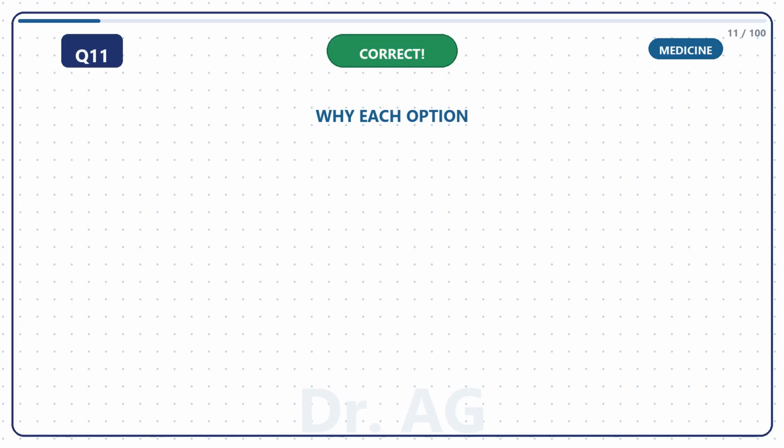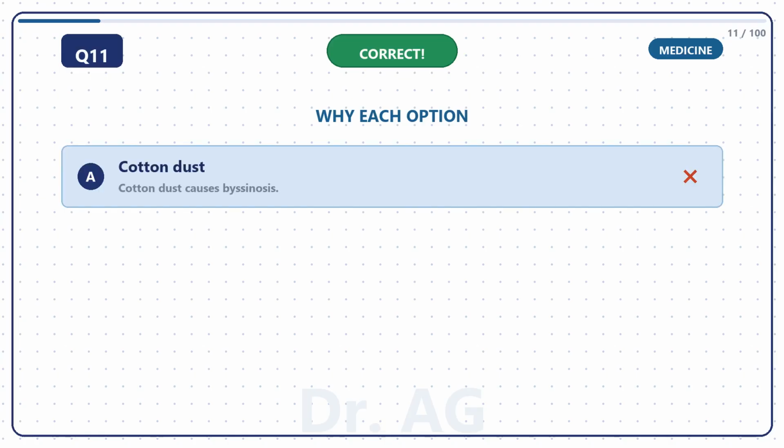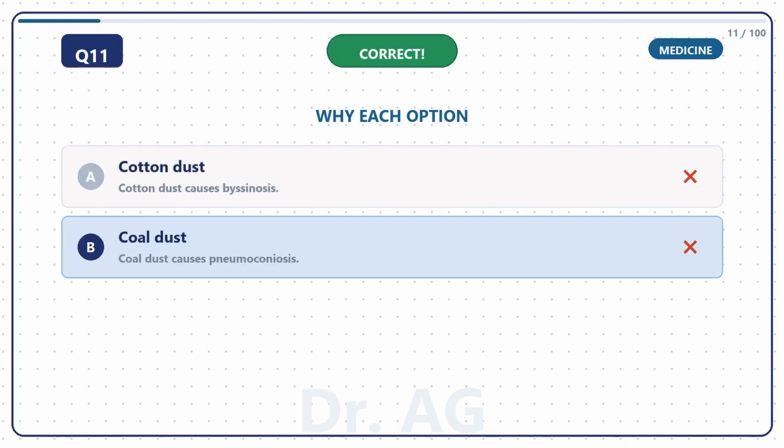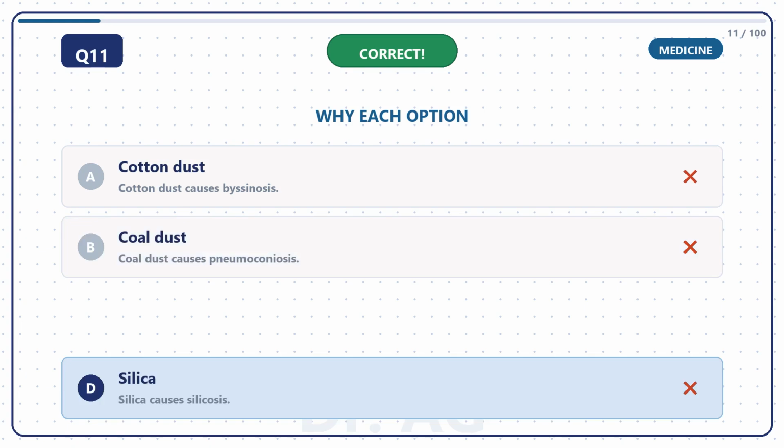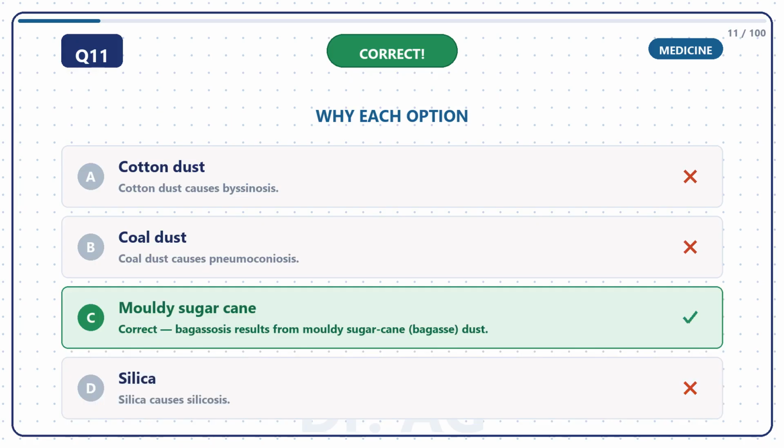Let's go through the options. Cotton dust. Cotton dust causes byssinosis. Coal dust. Coal dust causes pneumoconiosis. Silica. Silica causes silicosis. And the correct answer is moldy sugar cane.